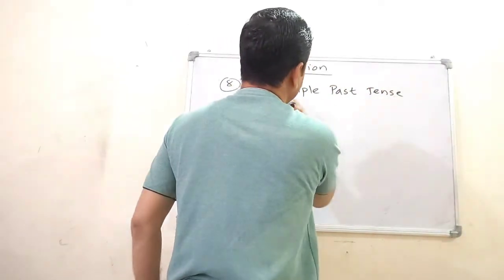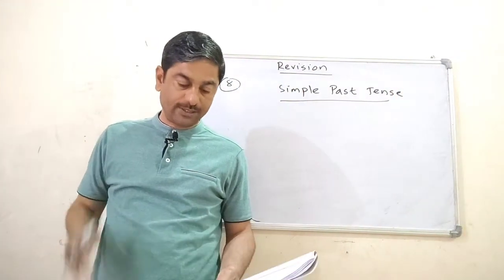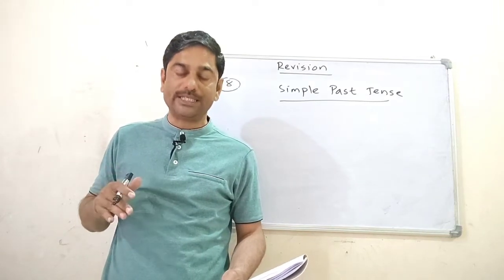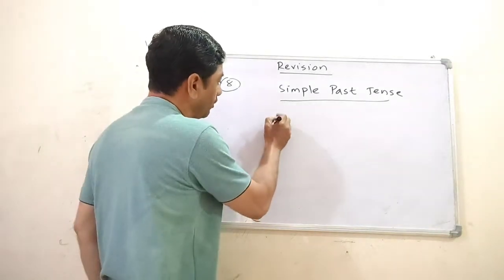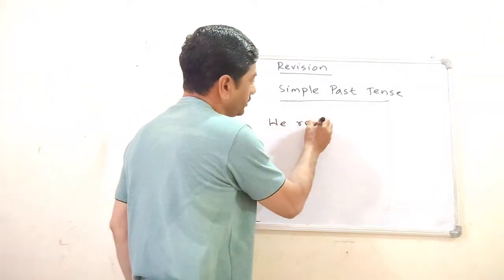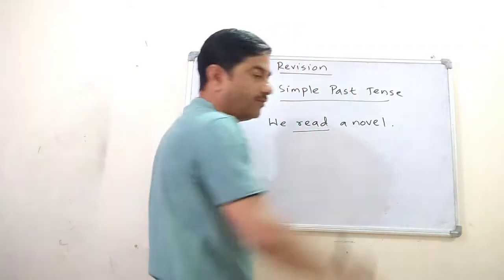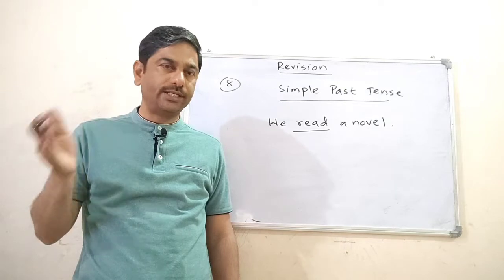What did we study in simple past tense? What is the use of simple past tense? The simple past tense is used to show that an action was completed at some point of time in the past. We read a novel. So here, read is the V2 form of read. The spelling is the same, R-E-A-D.